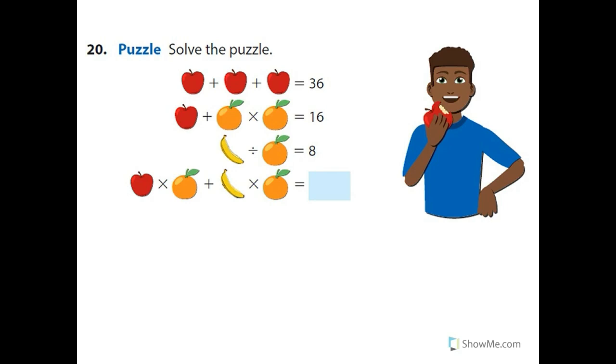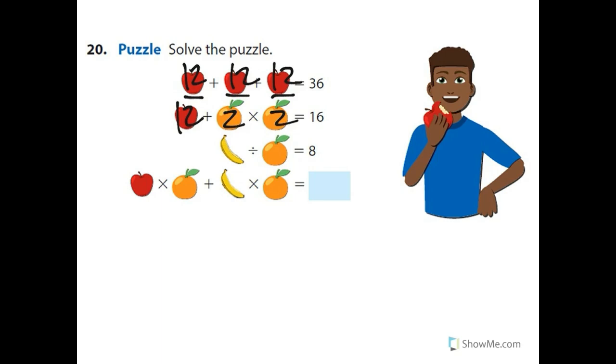All right, let's see if you did it. So these 3 apples are the same, and they add up to 36. Well, 12 plus 12 plus 12 is 36, so the apple equals 12. So 12 plus something times something is 16. Well, I know that 12 plus 4 is 16, and 2 times 2 is 4, so the oranges are 2.